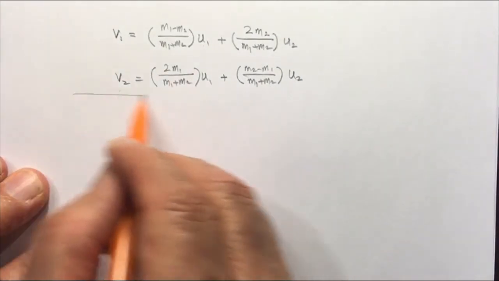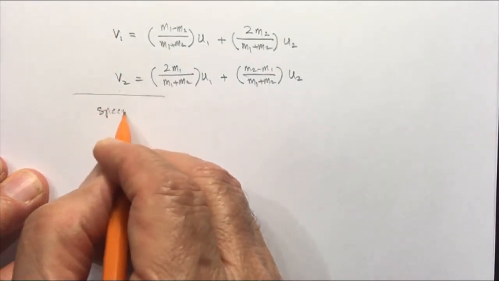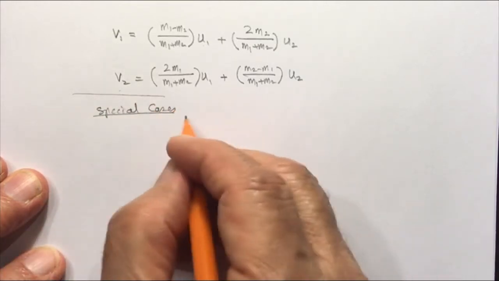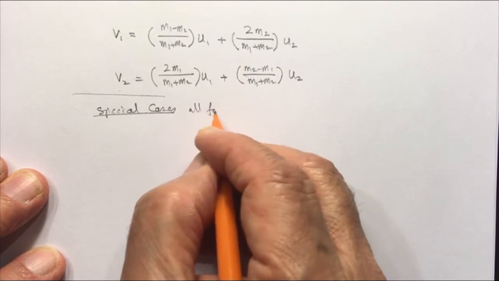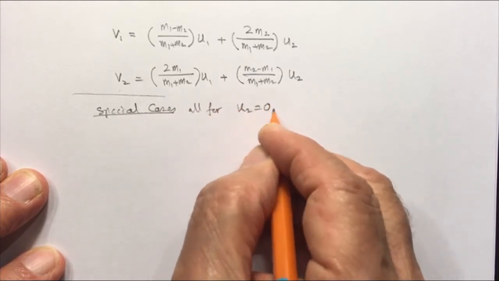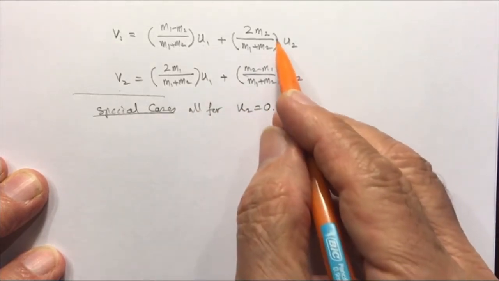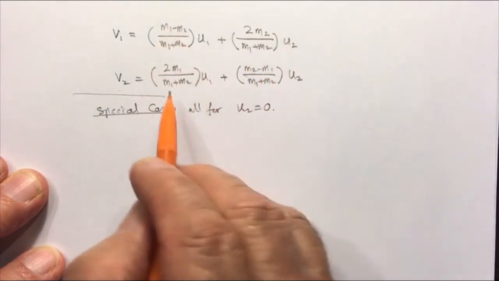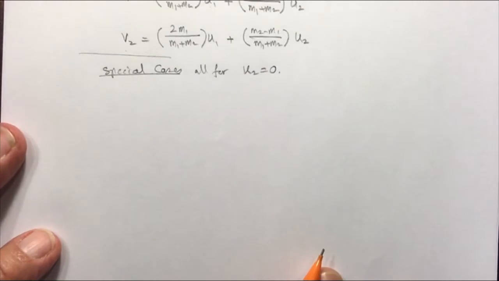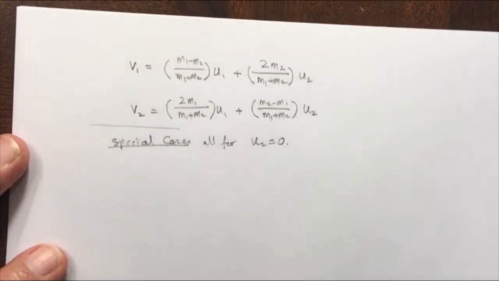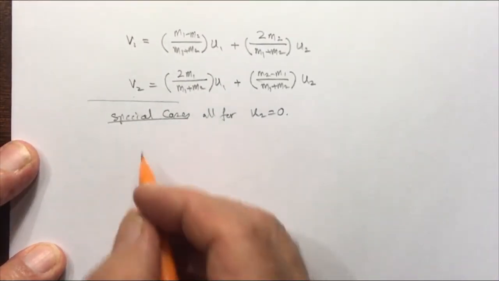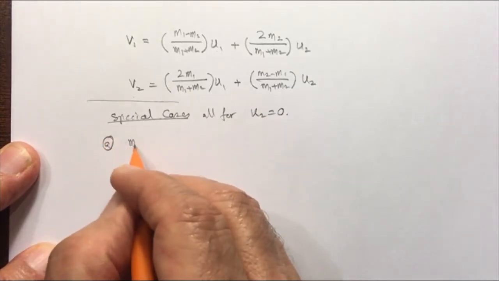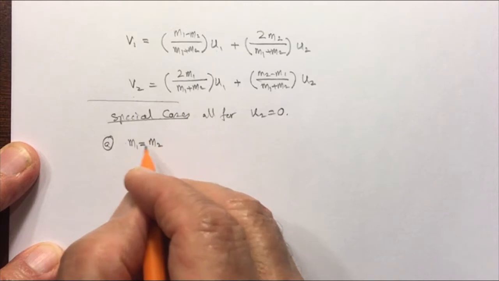Now we look at a few special cases, and these cases are all for u2 equals 0. So we have the struck object is stationary and the striking object is going and hitting it with some velocity. And we will consider three cases. So let's keep the equation visible, and let's say the first case is if m1 equals m2.